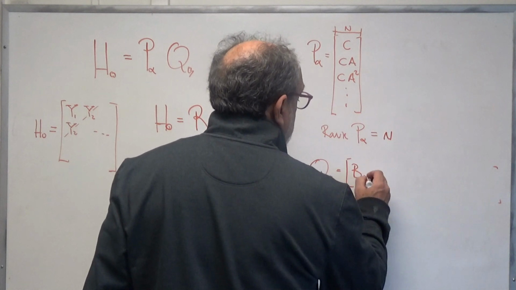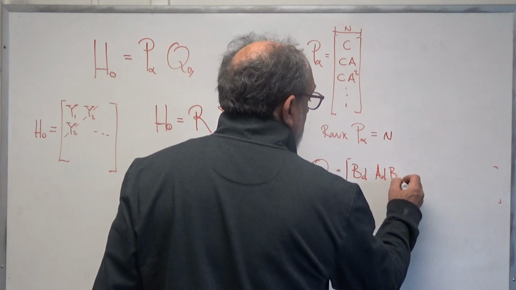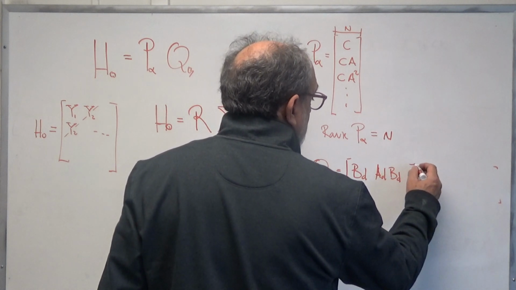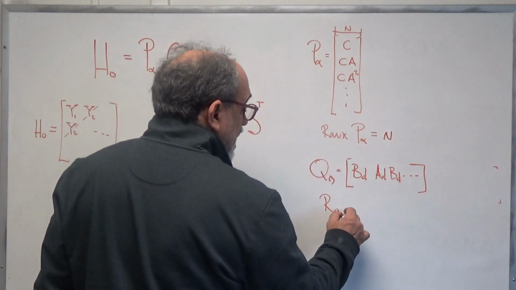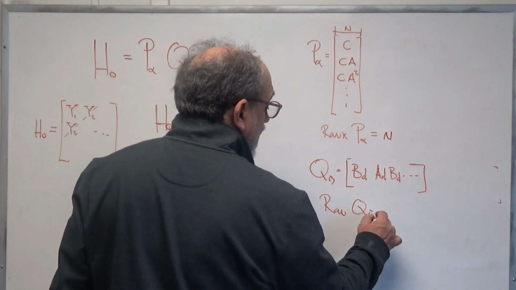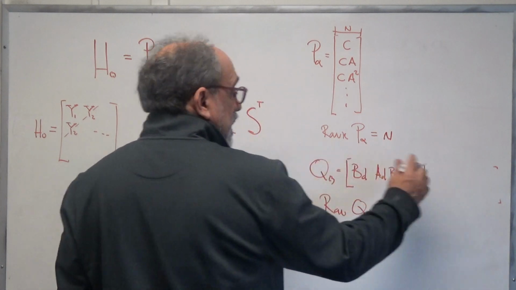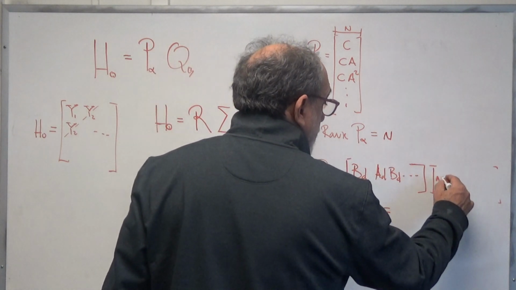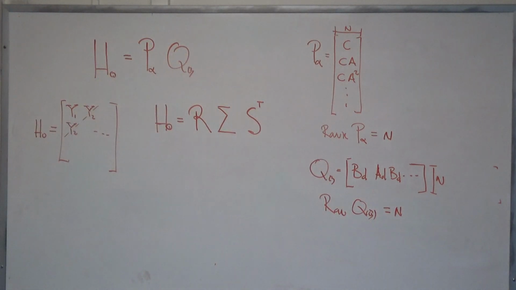And that is BD, AD, BD, etc. And the rank of this Q beta is also equal to n, right? This is n. Or at least it is the rank of what? Of the controllable part of the system. Okay?